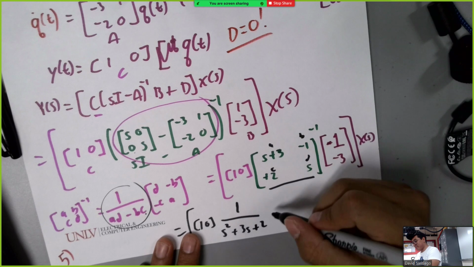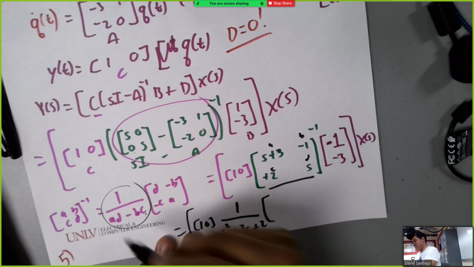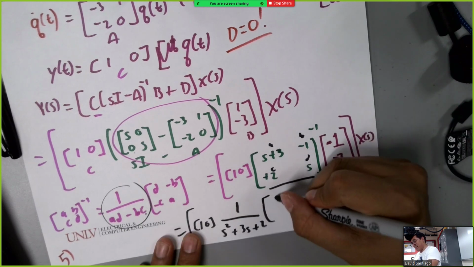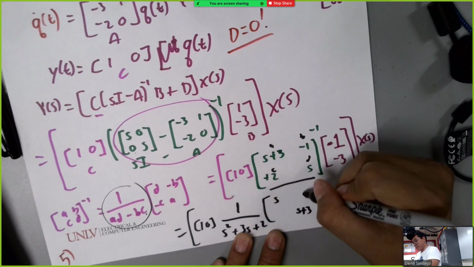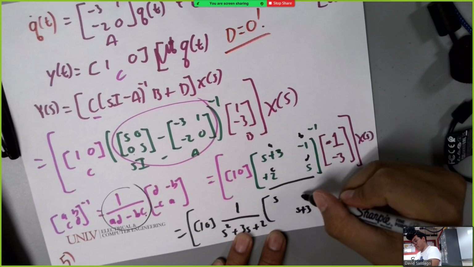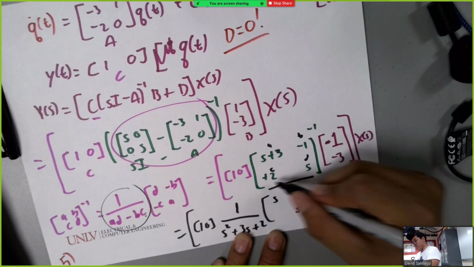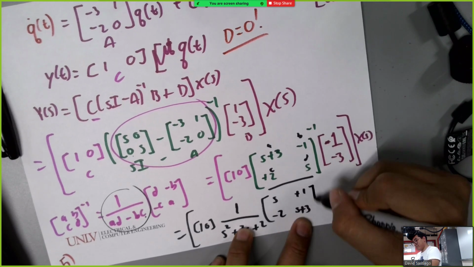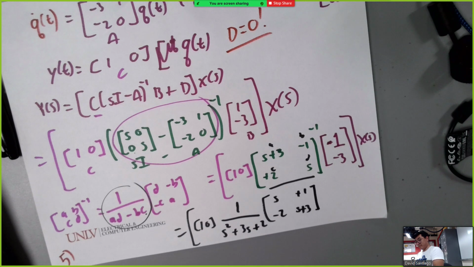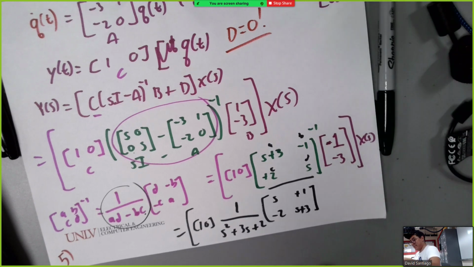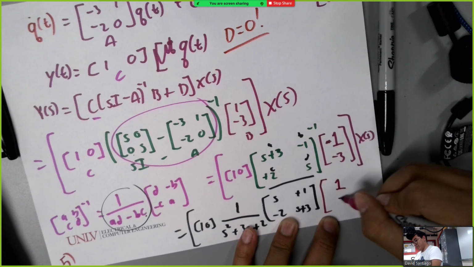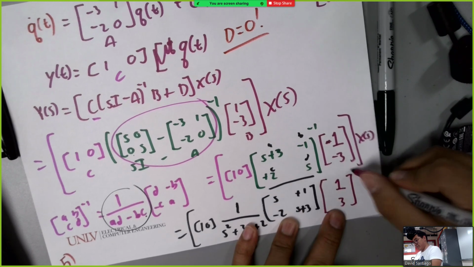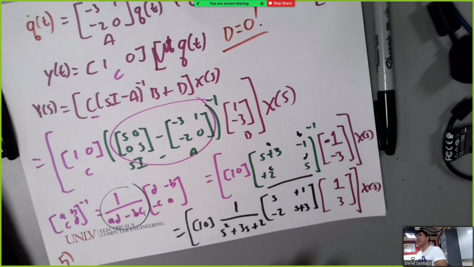Okay? And then all we got to do is just flip this matrix. So we got S, and then S plus 3. And we have, flip the sign of this, so it's positive 1. And then flip the sign of this, so it's minus 2. Okay? This is a 1, it's 3. And then close that bracket, X of s.